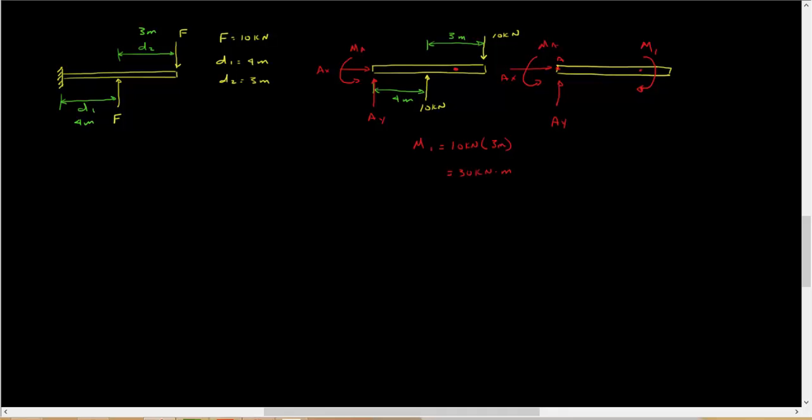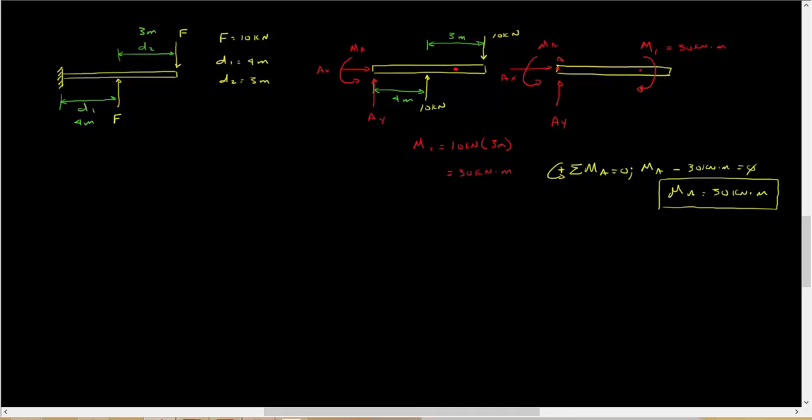So if this is equal to 30 kilonewton meters, then if I happen to sum my moment about point A, or really any point along this beam anywhere at all, I have my moment about A, which I'm saying is positive, minus 30 kilonewton meters is equal to 0. So the moment about A to hold this beam in equilibrium would be 30 kilonewton meters.